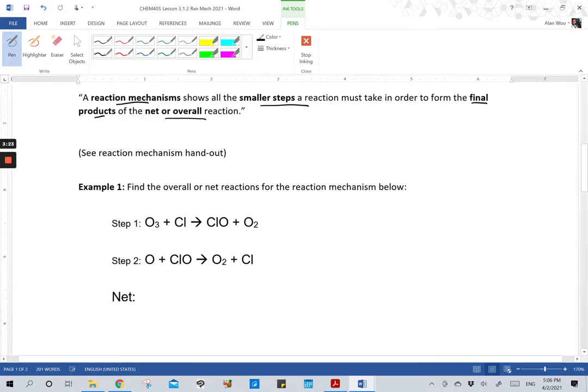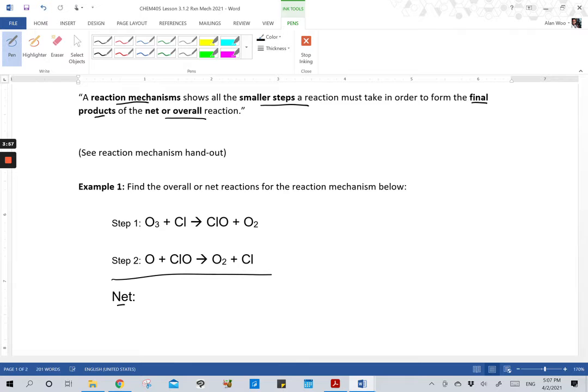The first example is to find the overall or net reaction for the reaction mechanism below. This is what I mean by a reaction mechanism. This is a two-step mechanism. We have two smaller steps that make up the final reaction, which is called the net. It's very similar to math, where you're combining equations into one equation. Each step is its own chemical equation.